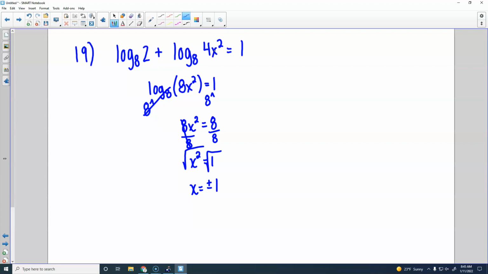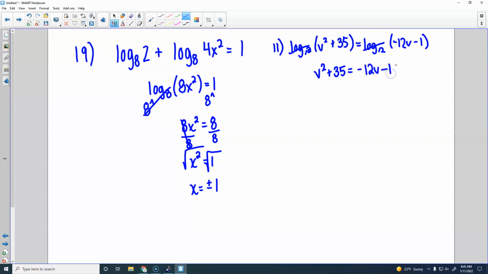11? Yes. All right, so for 11, we've got log base 12 of v squared plus 35 equals log base 12 of negative 12v minus 1. So the first step of this is pretty basic because everything's already together. You just got to drop those logs there. So you're going to have v squared plus 35 equals negative 12v minus 1.